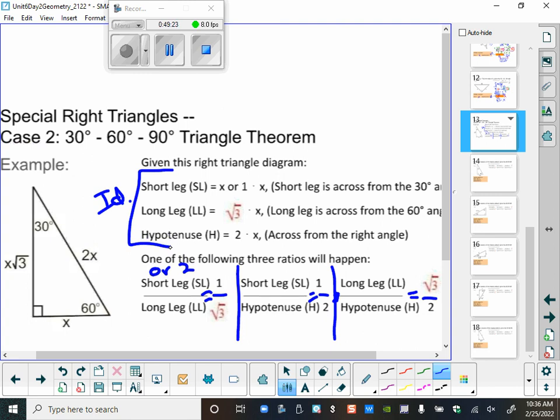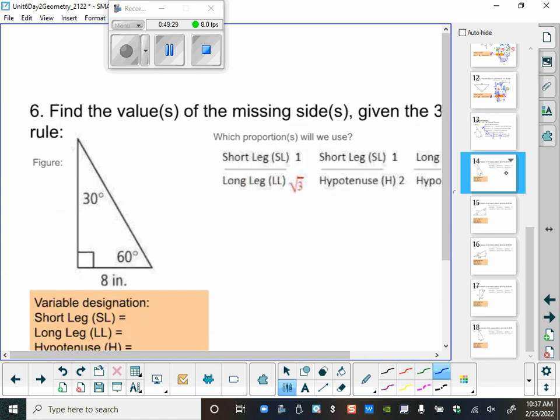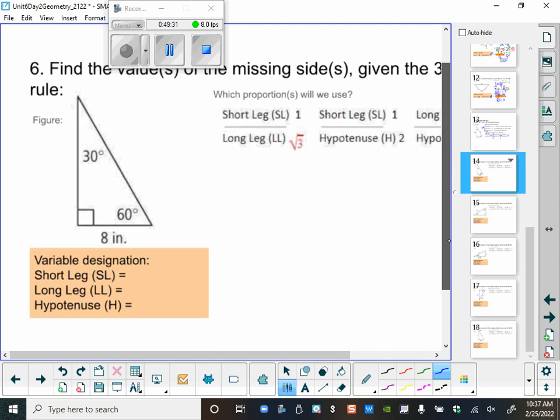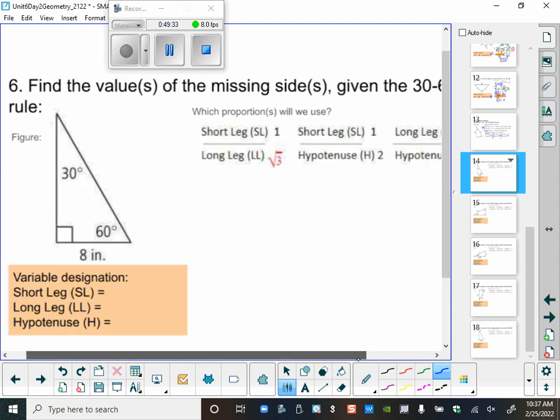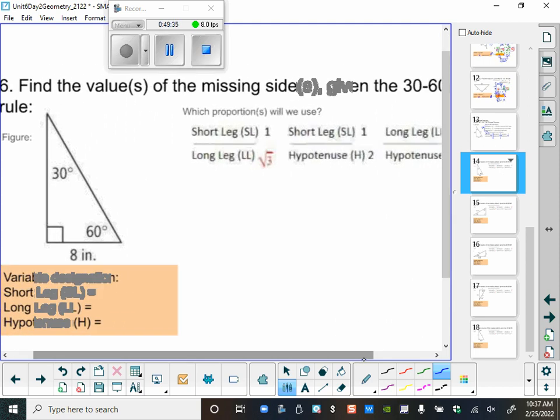All right, here we go. Ready? Okay. Now, we say find the value of the missing side or sides. Given this triangle, the short leg is 8. That's always going to be opposite the 30-degree angle.